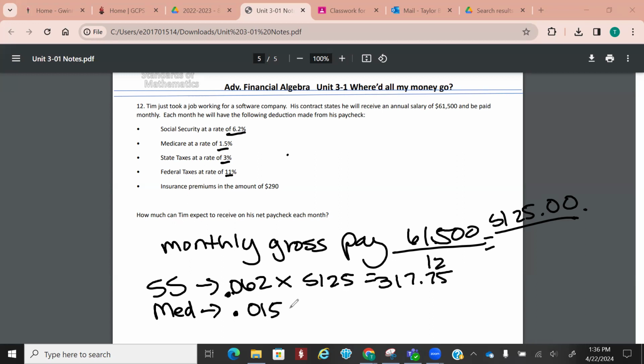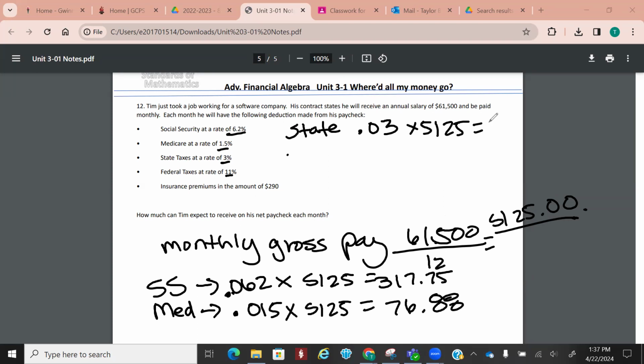Okay. On the next one, we're calculating Medicare. We're going to multiply 0.015 times 5,125. And when you do that, that's going to give you 76.88. Okay. State taxes, and you can write this below, I'm just running out of space. State taxes are going to be 0.03, because you're going to move that decimal point 2 places, times 5,125. And that's going to give me 153.75.